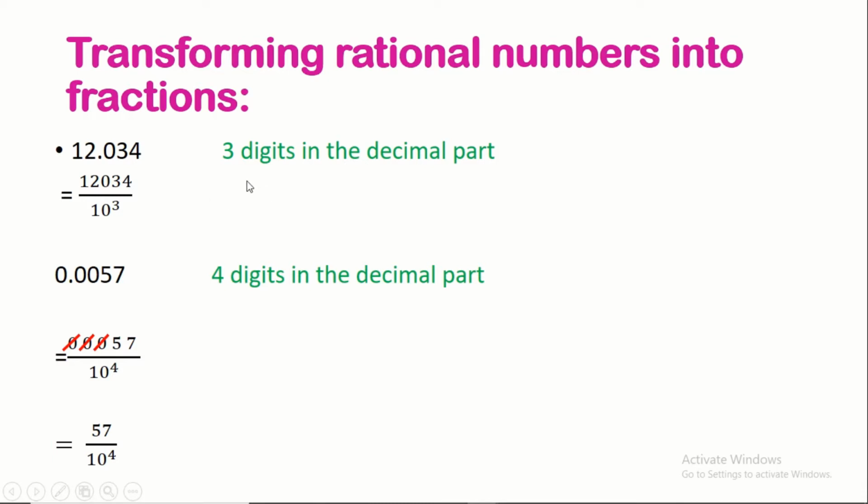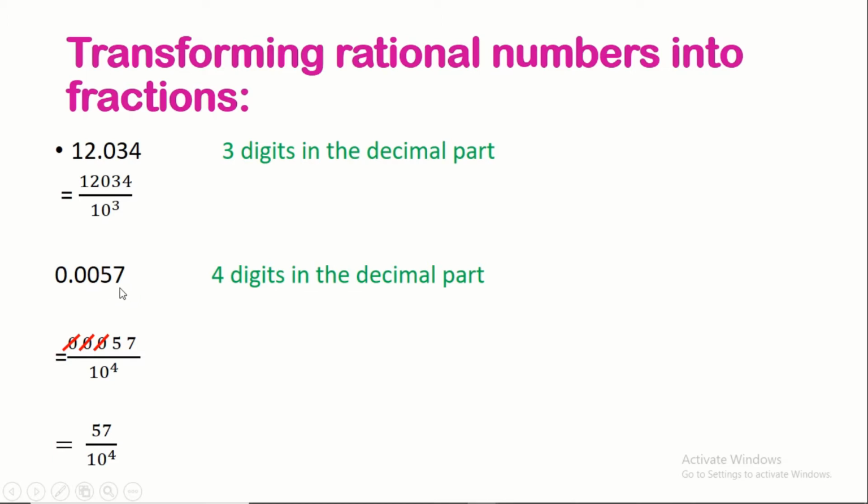How to transform it into a fraction? We just write the whole number without the point. So it's 12,034 over... how many digits are there in the decimal part? 1, 2, 3. So it's over 10 to the power 3. The power of 10 should be exactly equal to the number of digits in the decimal part, as you see here.